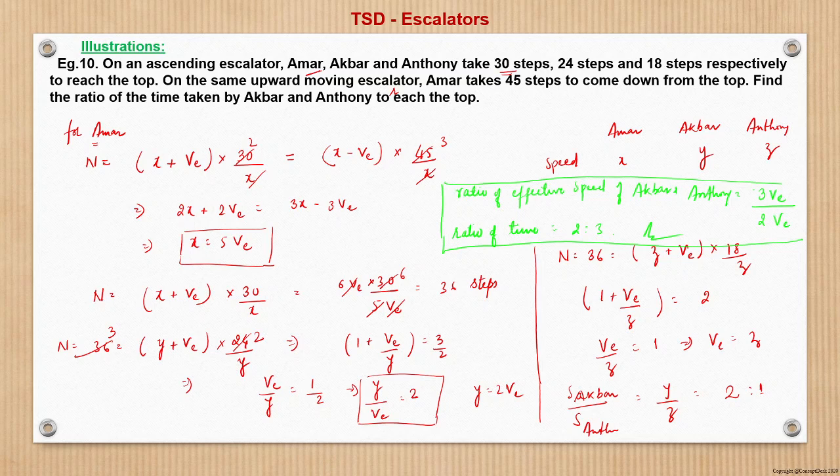Because to cover the same distance, the effective speed ratio is 3V upon 2V, which is 3 is to 2. So the ratio of time will be 2 is to 3. So that is the answer to this question. This was not very difficult, but needed slight use of different concepts of ratio, time, speed, and distance, and some basics of escalator, right?